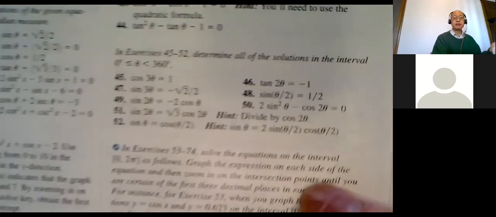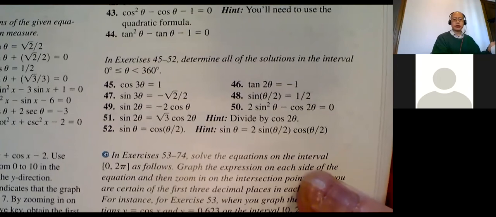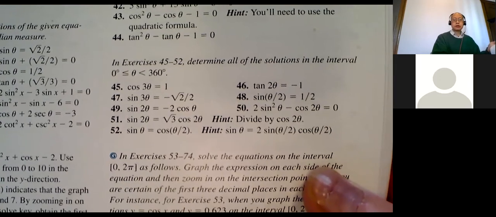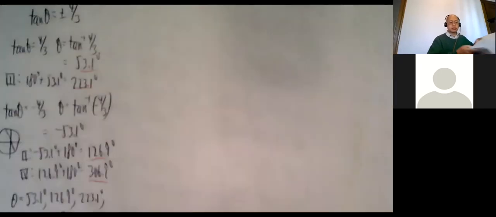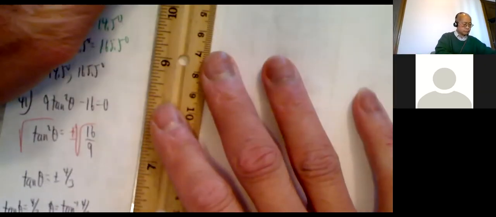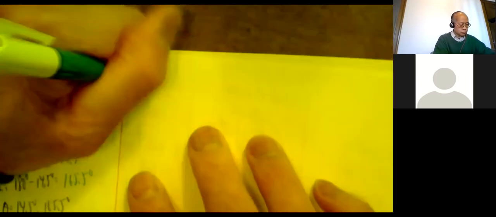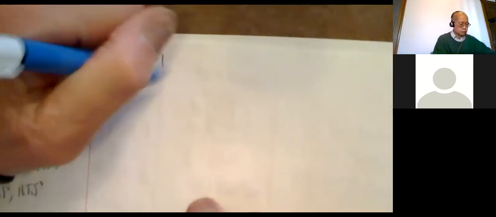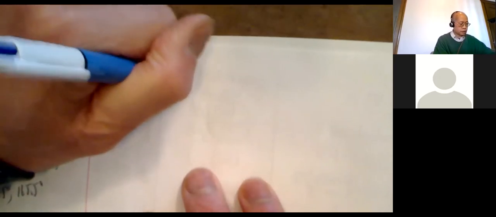Then some of the problems at the end have multiple angles. What happens if there's a 3 theta or 2 theta? So I'll show you how to do one of those. We start off with 45. Cosine of 3 theta equals 1. They said theta is between 0 and 360, right?